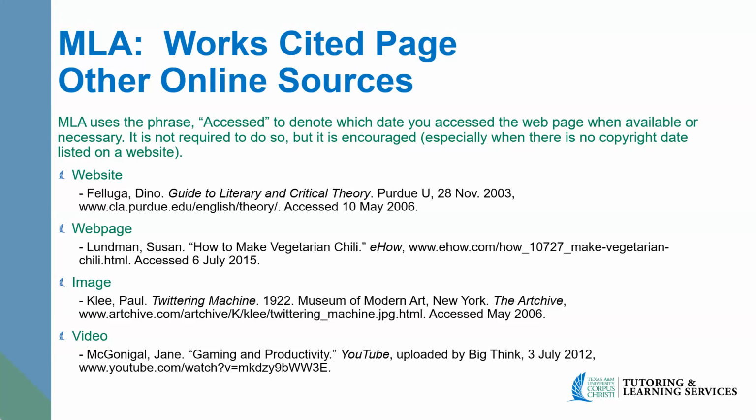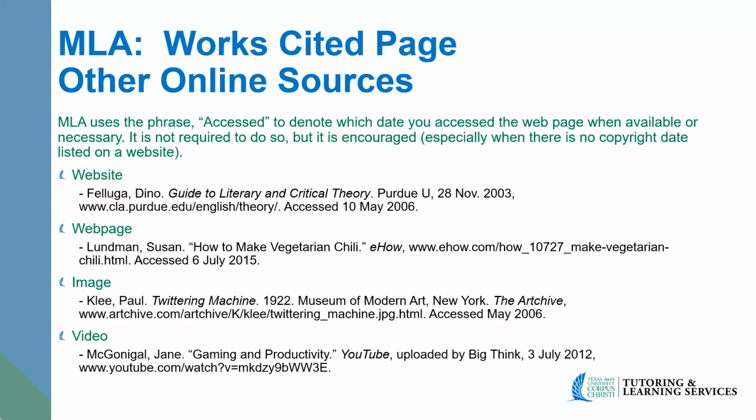Next will be a web page. So again, we have last name, first name, Lundvin, Susan. "How to Make Vegetarian Chili." That's going to be in quotations because that's the title of the web page. Next, we're going to have the title of the website, which is eHow. After that, we are going to have the URL. And then finally, we're going to put our access date again. And it was accessed on 6 July 2015.